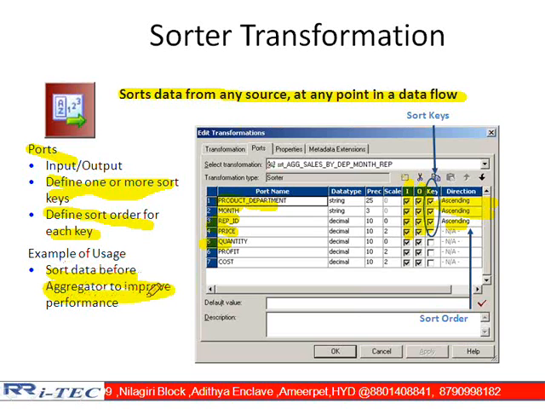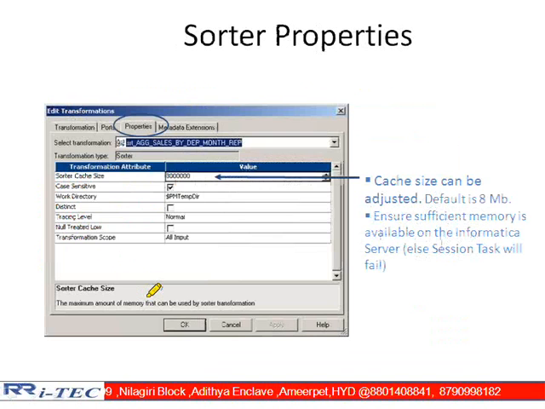But what you need to understand from this point is that before the aggregator transformation, you must use the sorter transformation. That is a best practice and a use case. What is the aggregator transformation? You will understand at a later point of time. Next, sorter properties. Here I have one thing called cache size.